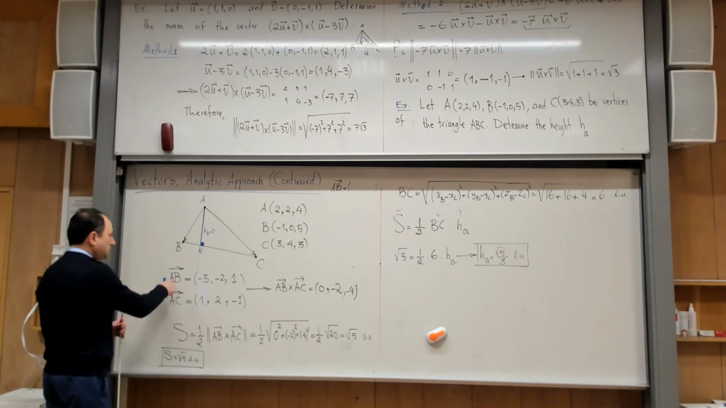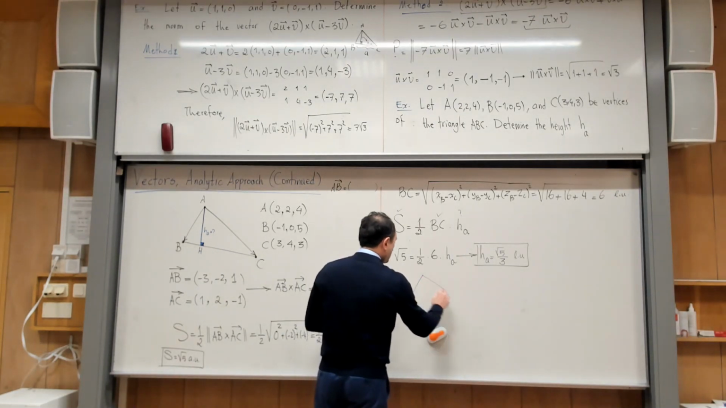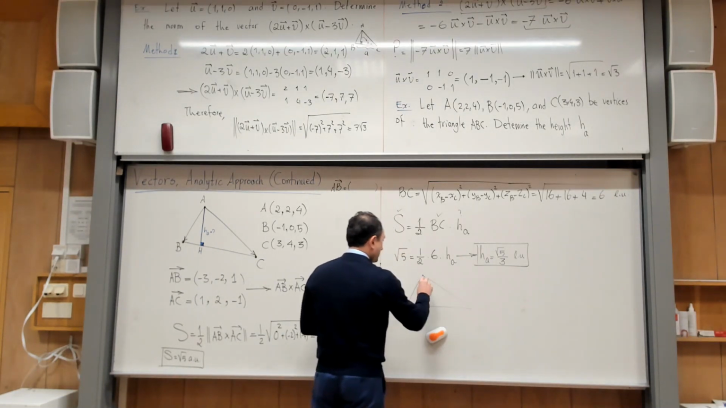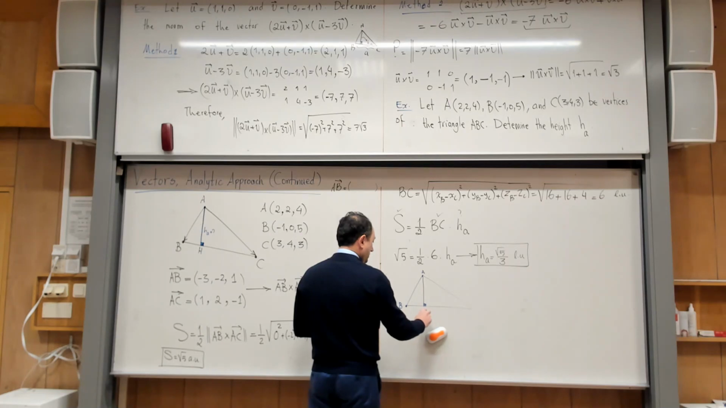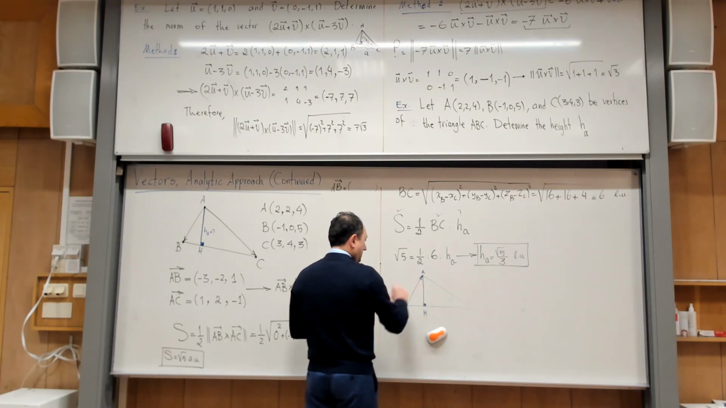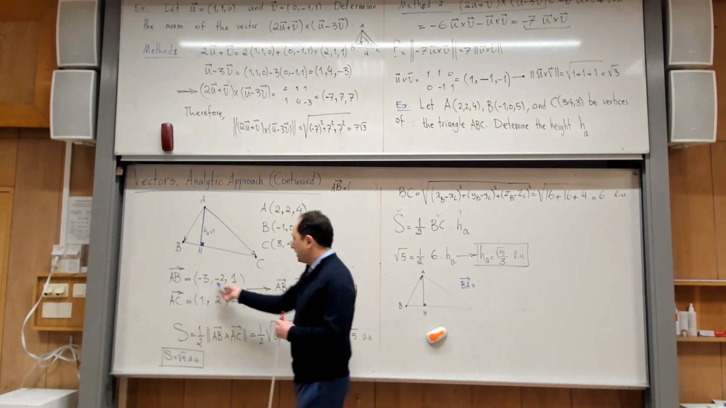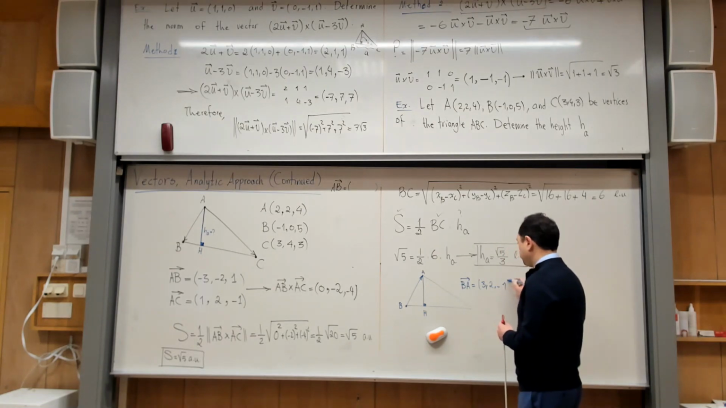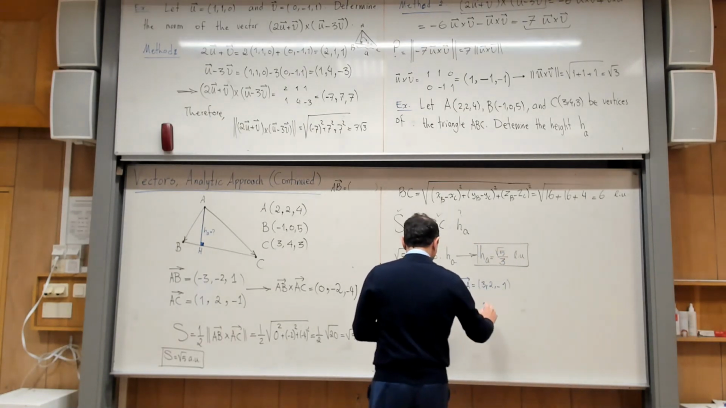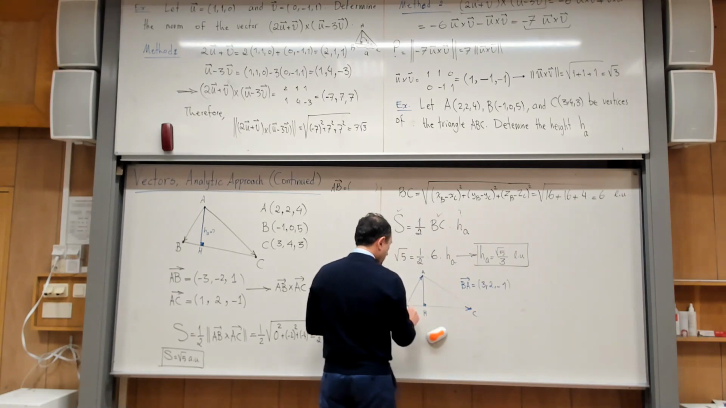So let me write, for example, let us concentrate this time on BA. It might be easier to imagine. Of course, there is no difference here. So here I have B, here I have A, and here this is my H, and then this is my BA. So if I ask you what is BA, you can immediately answer. BA is 3, 2, minus 1. And let us call this vector BC.